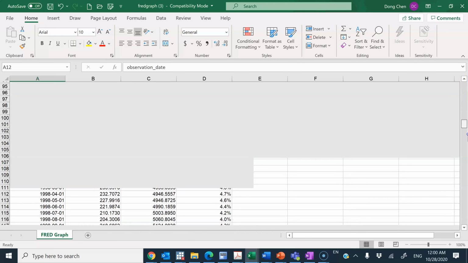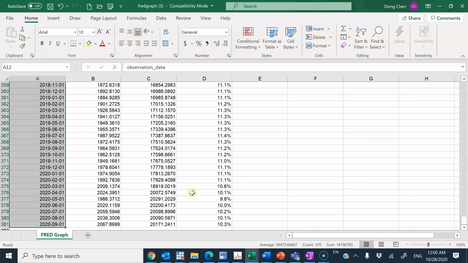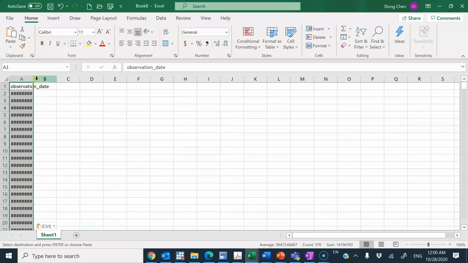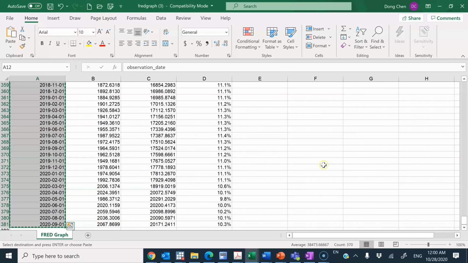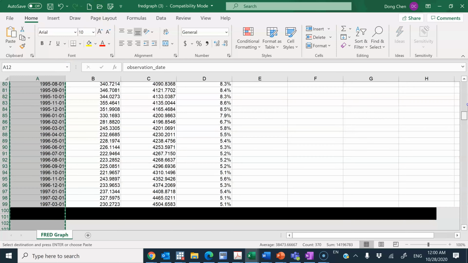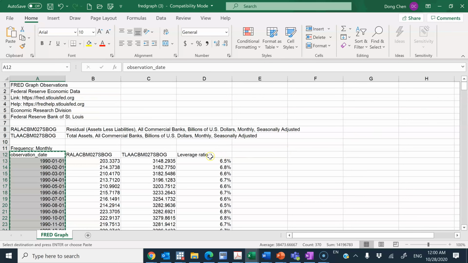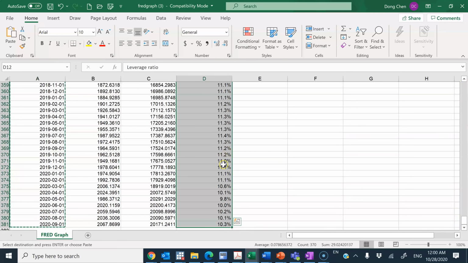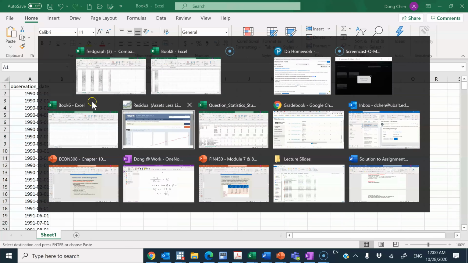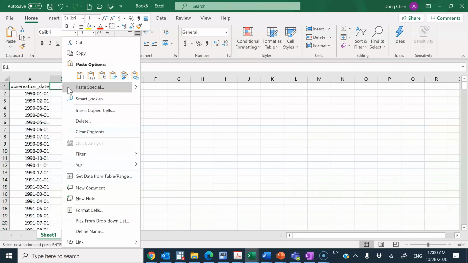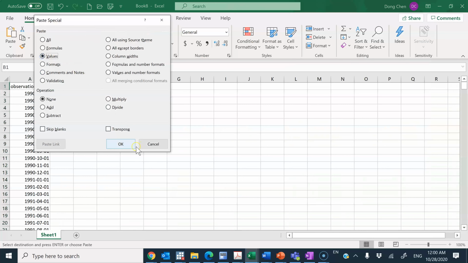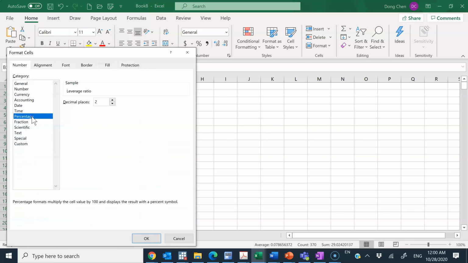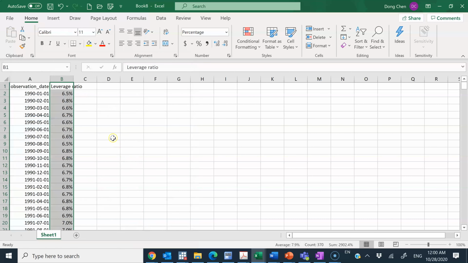First data point is just the time, the date. So I just do that, open another worksheet. And so this is the observation date. And then we can copy the leverage ratio. But when we do the copying, we have to be a little bit careful because remember this is obtained by using the formula. So we need to make sure that we paste special, just paste the value. And then change back this to be in percentage and keep one decimal place.